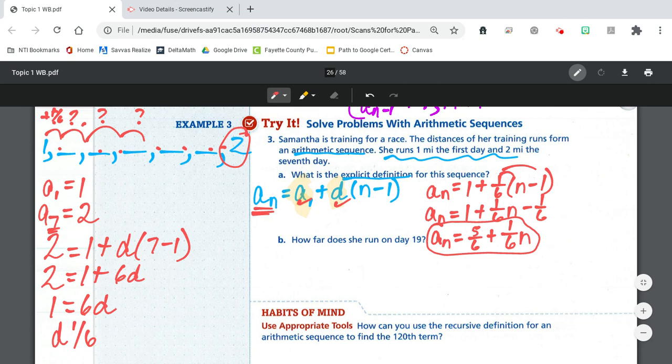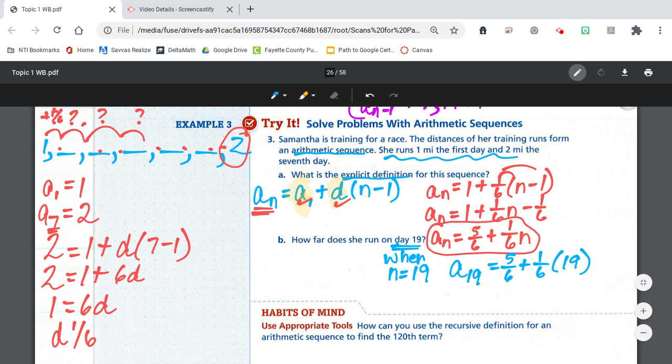Okay, then part B asks, well, how far does she run on day 19? Well, I need to think about the variables here. So the 1 and the 2 are miles. If I want to know the day, then that would be the number of the term. So this is saying how far does she run when n equals 19. So in other words, they're asking me what is A sub 19. I can just substitute 19 in. 5 over 6 plus 1 over 6 times 19.